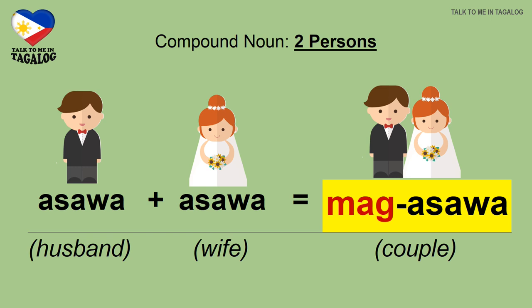If the guy says asawa ko, it means his wife. But if it's the girl saying asawa ko, she's referring to her husband. So husband and wife in Tagalog is called mag-asawa. Did you get it? Just a quick note, there's a hyphen between mag and asawa because asawa starts with a vowel.